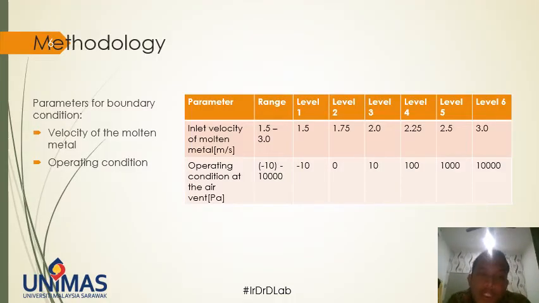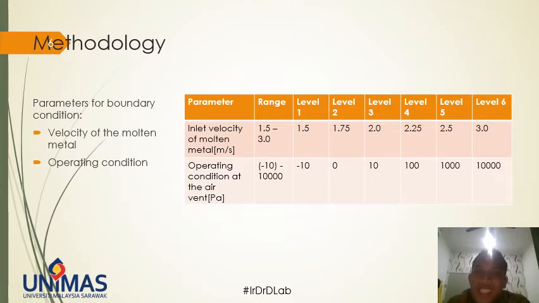The methodology used to conduct this study is by selecting the parameters for boundary condition, which are the velocity of the molten metal and the operating condition at the vent. The inlet velocity of molten metal is selected ranging from 1.5 meters per second until 3.0 meters per second, as we can see here from the table. The operating condition at the vent ranges from -10 Pascal until 10,000 Pascal.